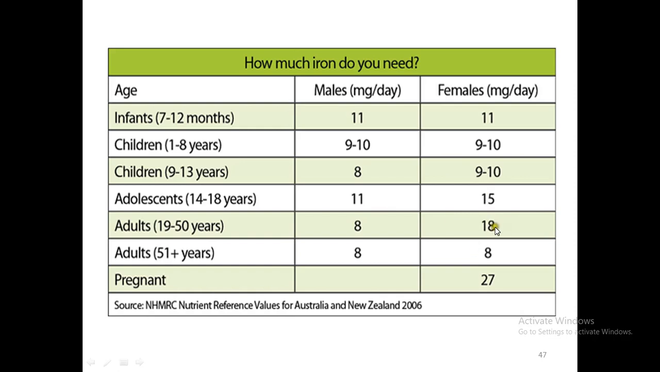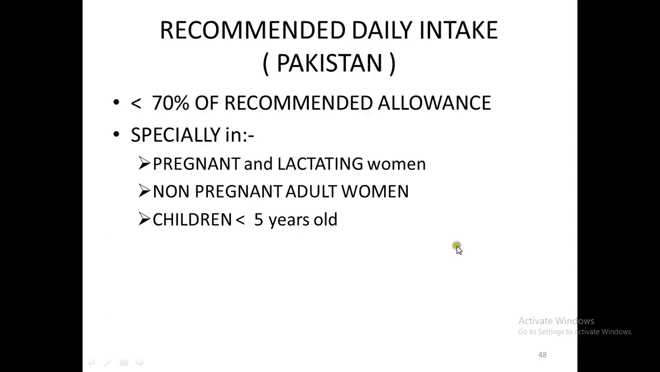And in adults, for males it remains constant, nearly 10 to 12 milligrams, throughout their lives. But in females, when they become adults, they are getting their regular menstrual periods every month, so they need more iron per day. And after menopause, again their iron requirement becomes the same as that for the males. But during pregnancy, they require much more iron intake daily.